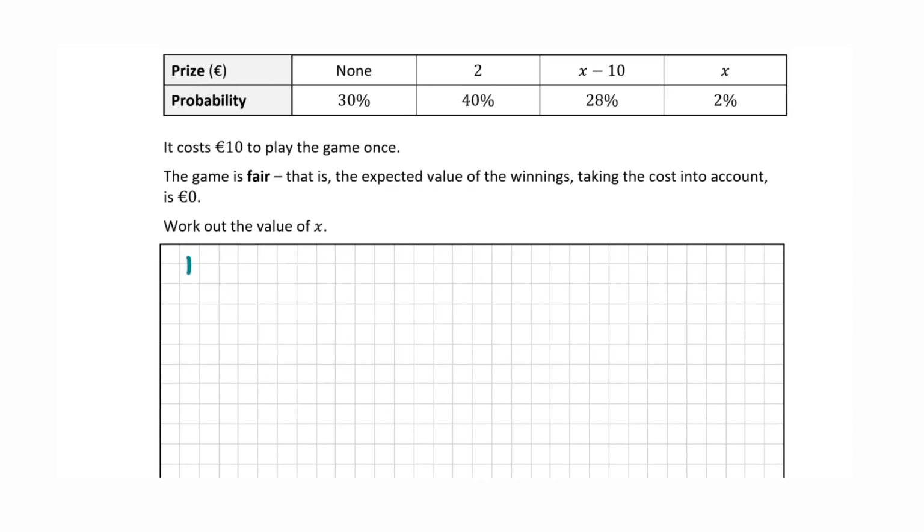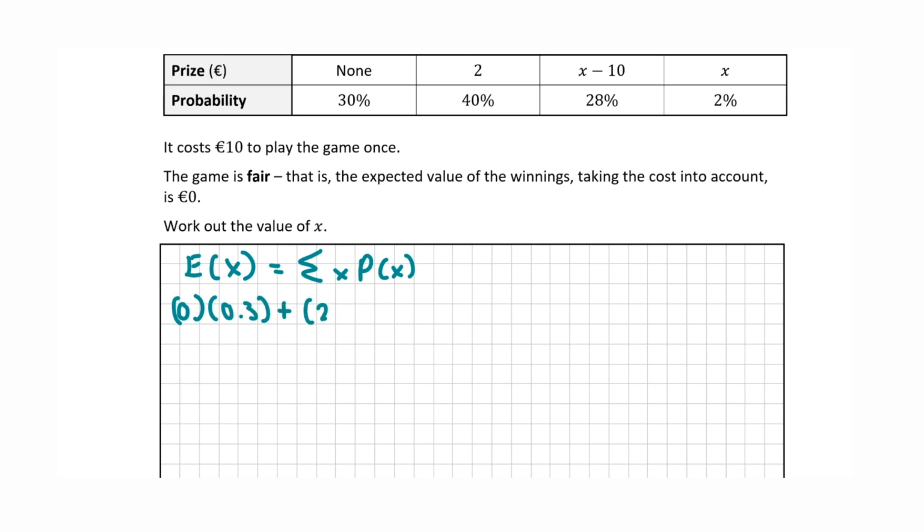So the first thing we're going to do is write out the formula to find the expected value. So that's going to be E of x is equal to the summation of x by p of x. And basically what that means is we need to multiply out every possible outcome by the probability and then add our values together. So if we do that, looking at the first prize, it's none. So that's going to be 0. And the probability of winning that is 0.3.